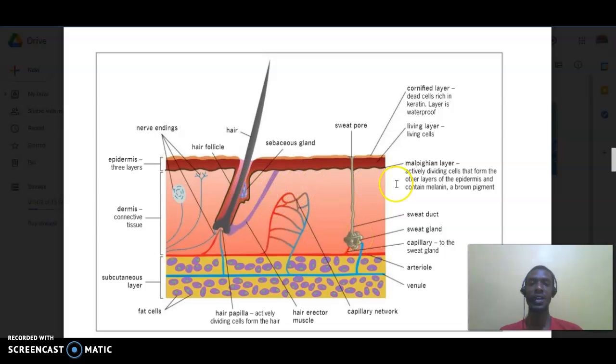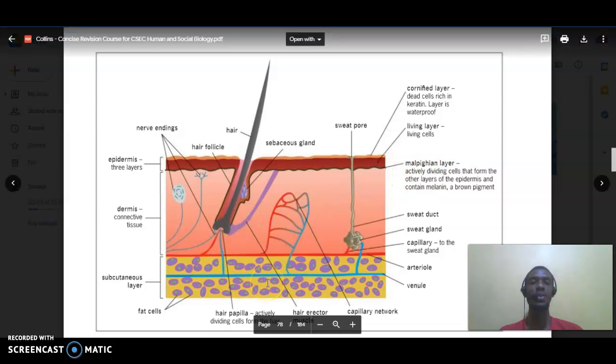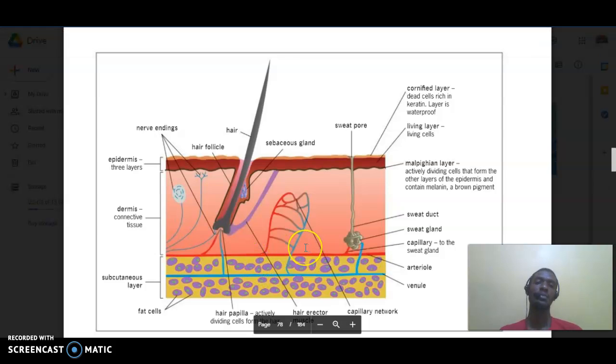So there is also the Malpighian layer, which produces melanin, which causes the skin to have its color. So the more melanin is produced, the darker the skin will be. And those are essentially the important parts of the skin that will help to maintain the temperature.